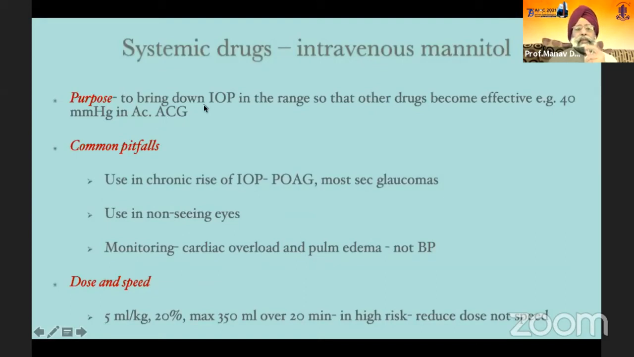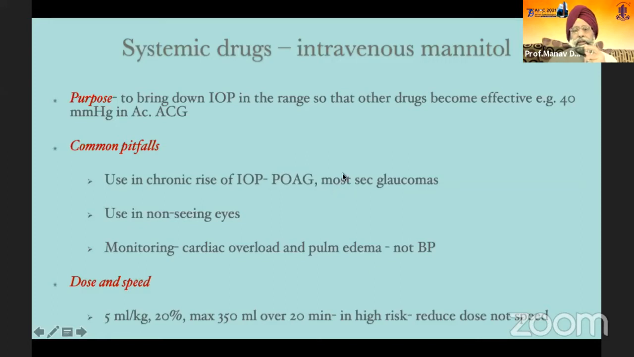Regarding systemic drugs, the purpose of intravenous mannitol is to bring down IOP into a range so that the drug becomes effective, for example up to 40 millimeters of mercury in acute angle closure glaucoma, when the sphincter starts responding to pilocarpine. What are the common pitfalls in these prescriptions? I have seen residents, if the IOP is 50 in a case of primary open angle glaucoma and the patient comes to OPD for the first time, give mannitol. This is not required.